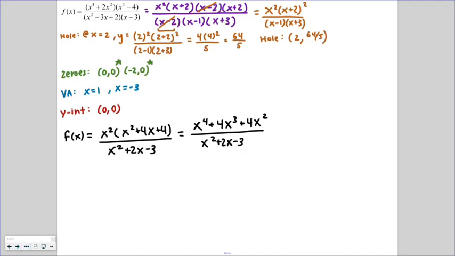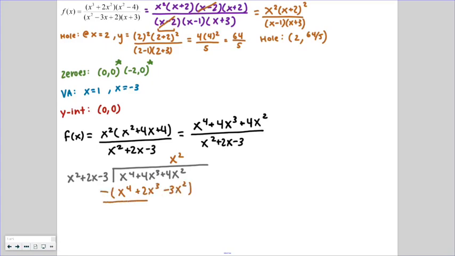Okay, so long division here. I'm going to do this in a different color. x squared plus 2x minus 3 goes on the outside. x to the 4th plus 4x cubed plus 4x squared goes on the inside. And we start. So what do we multiply x squared by in order to get to x to the 4th? Well, that's going to be an x squared. This becomes x to the 4th plus 2x cubed minus 3x squared. Don't forget that we're subtracting everything here. That leaves us with 2x cubed plus 7x squared.